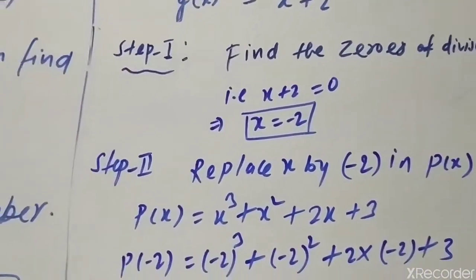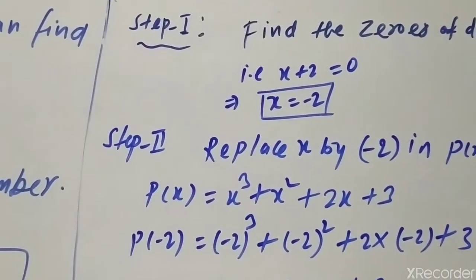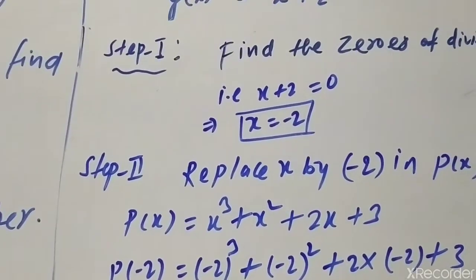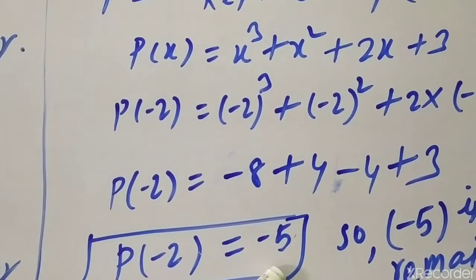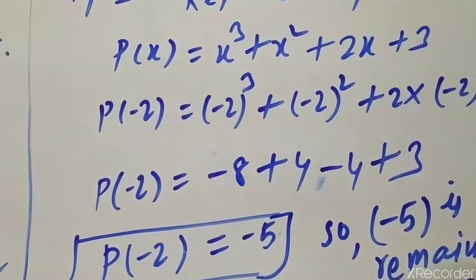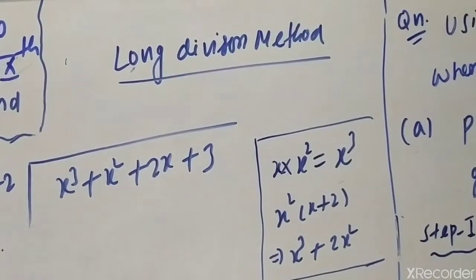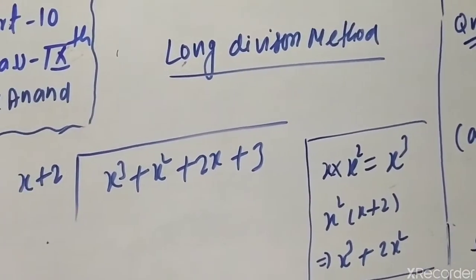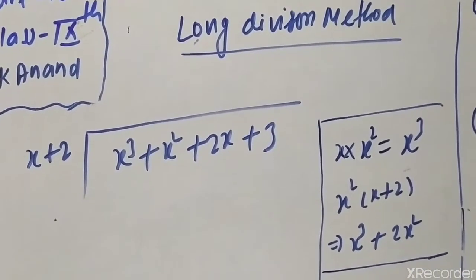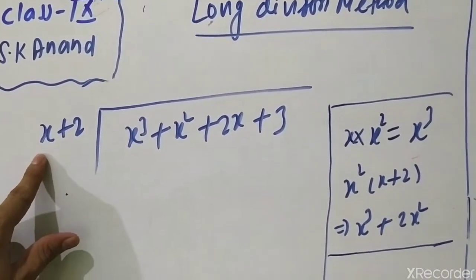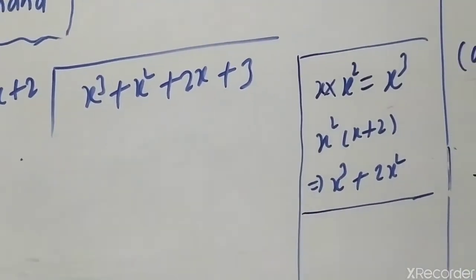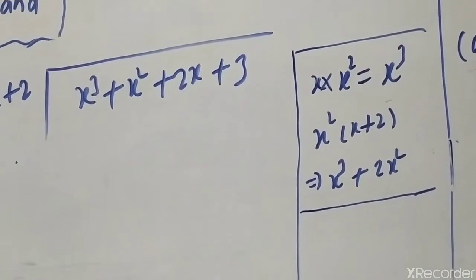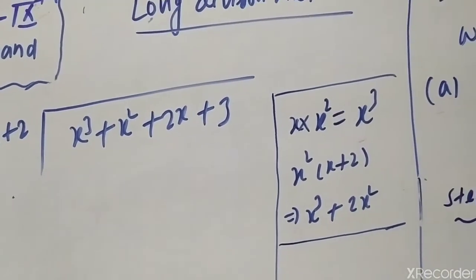Now we are also going to check by actual division, to see whether the value of the remainder, minus 5, is the same or not. We are going to check in the long division method. The divisor is x plus 2, a linear polynomial, and this is the dividend. We already discussed in the previous video how to find the remainder using the long division method.